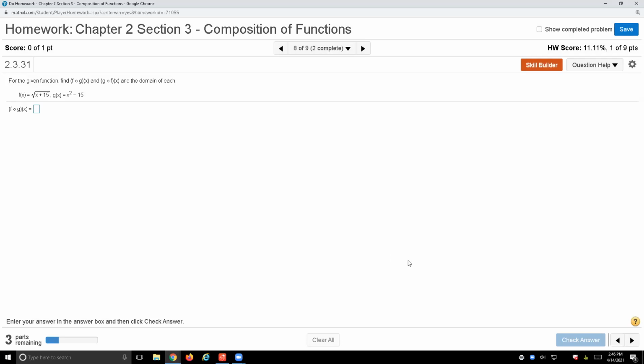In question number 8. 2.3, number 8 says find fog and Goff and the domain of each. F of x is equal to radical x plus 15. G of x is x squared minus 15.